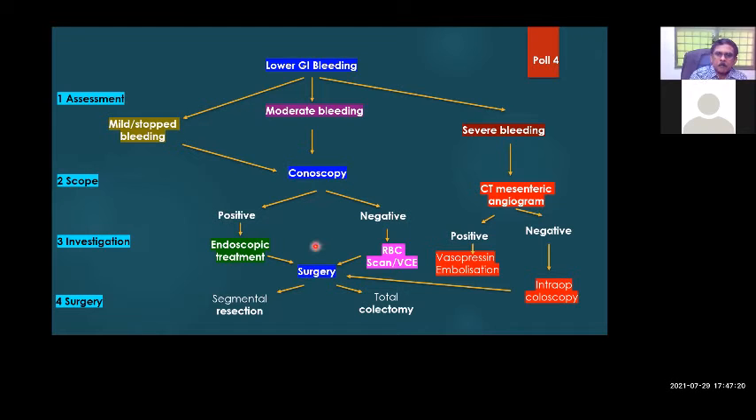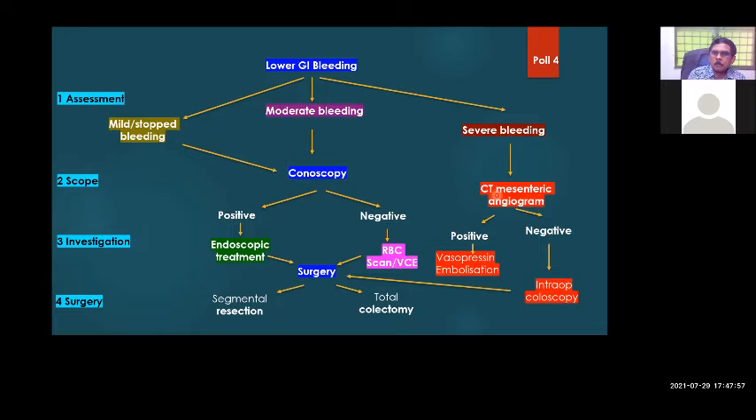Okay. In patients who come with severe bleeding and the bleeding does not stop, this poses a real emergency. In these patients, you may not have the time to do a colonoscopy. So what you do is go straight away for a CT angiogram and find out where the source of bleeding is. If it is positive, you may want to consider intravenous vasopressin infusion, or if you have the facilities, you may continue with embolization of the bleeding artery.